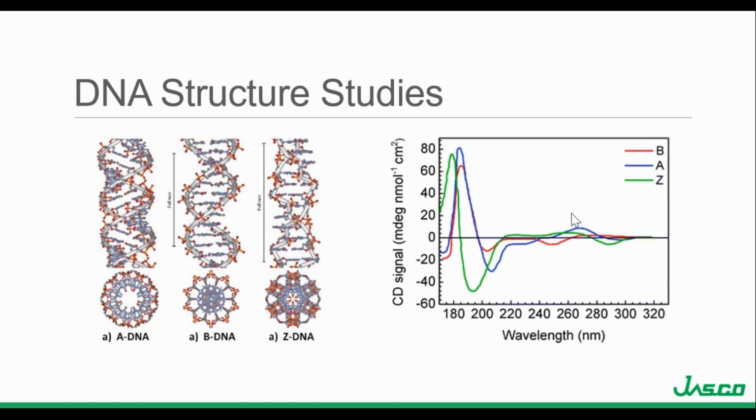So CD is typically used to determine DNA polymorphs. The CD is going to vary more with the base orientation than the DNA sequence. And there are 3 polymorphs: an A form, a B form, and a Z form. And each form gives rise to a slightly different CD spectrum.